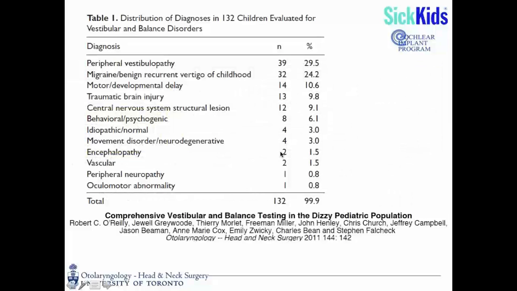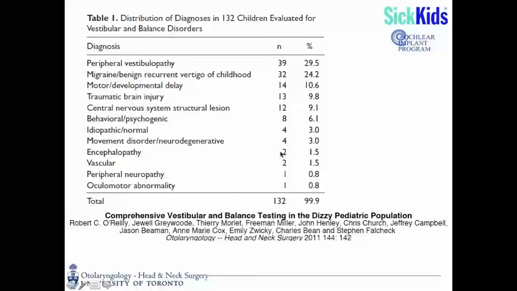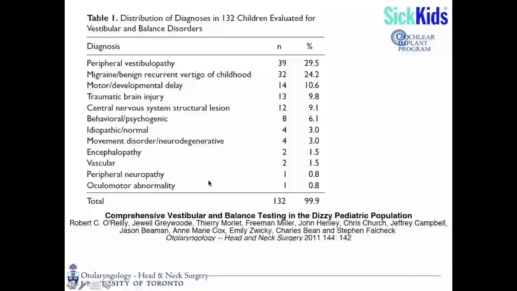We're going to take a little bit closer look at this last cohort, and this is Rob O'Reilly's cohort down in Nemours, where they do some beautiful testing. What we see when we look at their top 3 diagnoses is that peripheral vestibulopathy is the most common. We're going to look at a breakdown of that. Migraine and benign recurrent vertigo of childhood is the second most common diagnosis, consistent with the other series. And then motor and developmental delay.